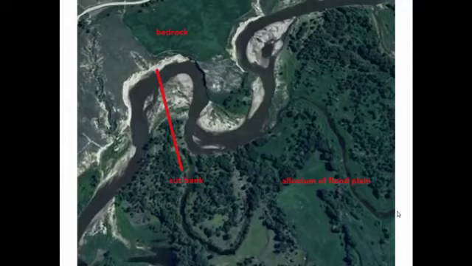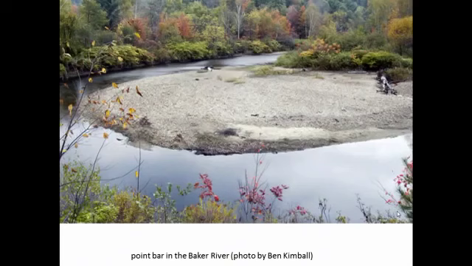Remember how the outside of the meander has faster flowing water, so it erodes a cut bank? Well, the inside of the meander has slower moving water, so it deposits sediment. The resulting deposit is called a point bar. You can see a few here. And here's a close-up of a point bar.